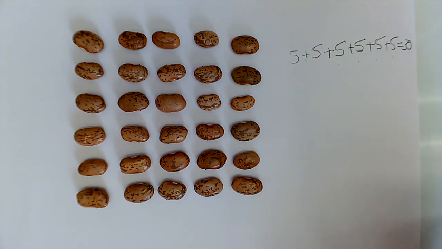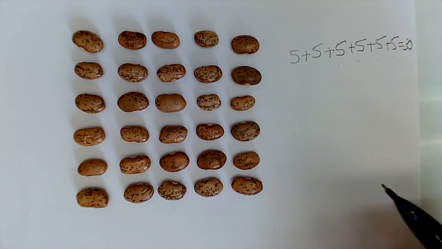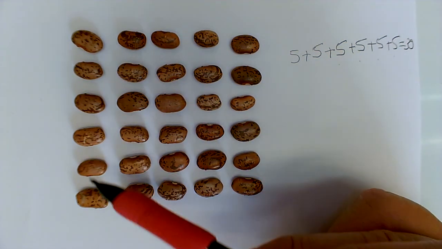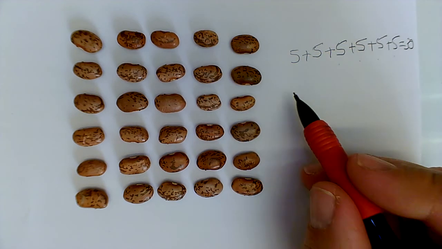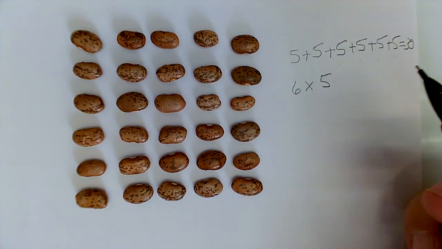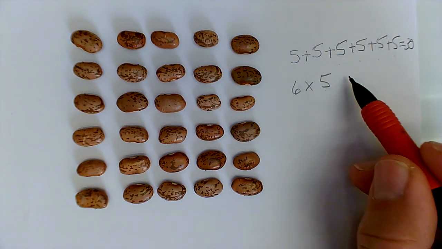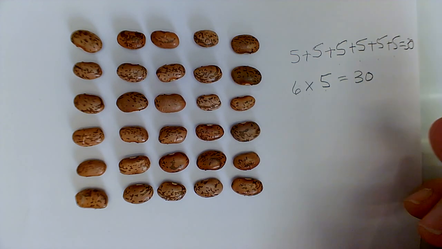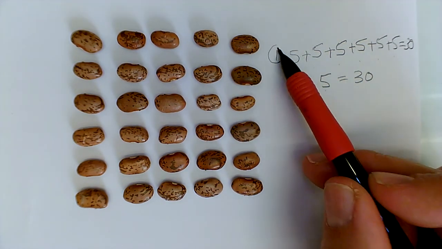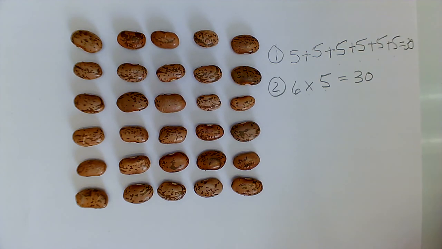Okay, there's another way that we can use to describe this array, and we can use multiplication. So if we have a multiplication sentence for this array, we would start with the rows, and we determine that we have 6 rows. And then there is 5 pinto beans in each row, or 5 items in each row. So 6 times 5 would equal 30. So the first example is repeated addition. The second example is a multiplication sentence.